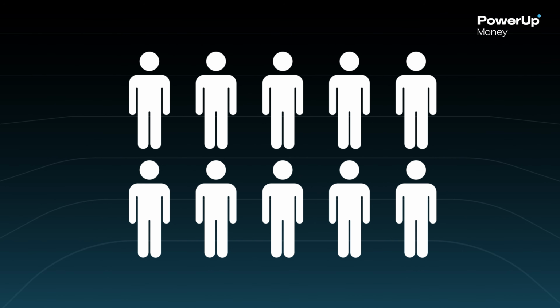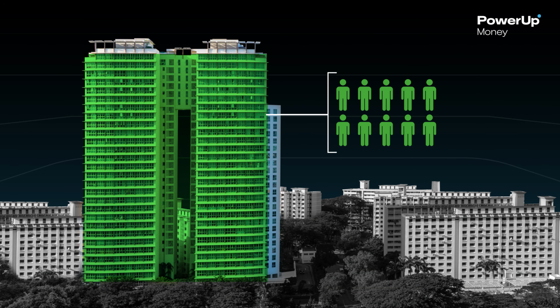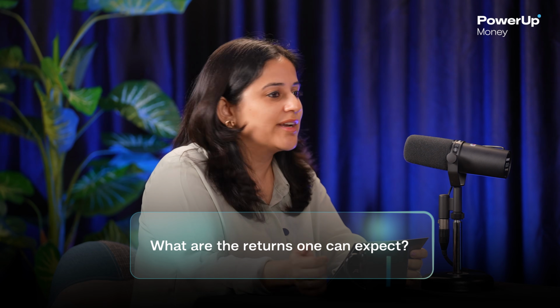Fractional ownership, in simple words, is where many people gather and combinedly buy a property. And they get rent, and they also get the appreciation of the property whenever it is sold. Got it. So what are the rates of return that one can expect? Generally 8.5 to 9% rent you get from each and every property.